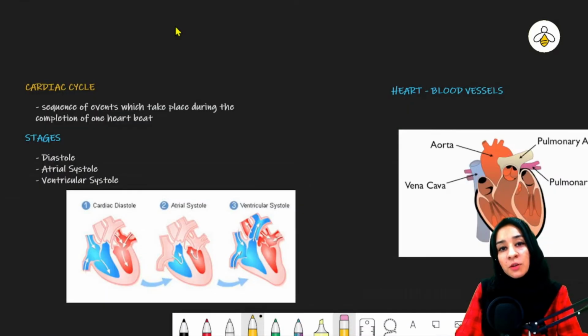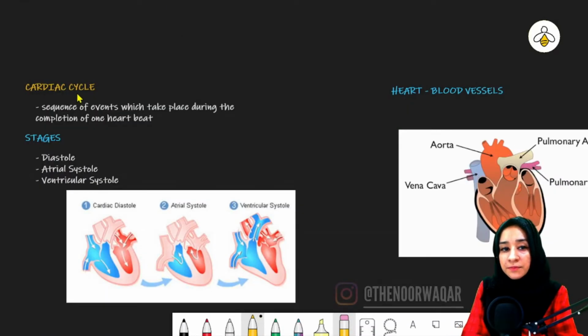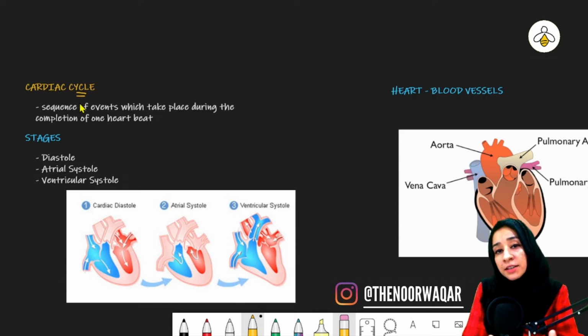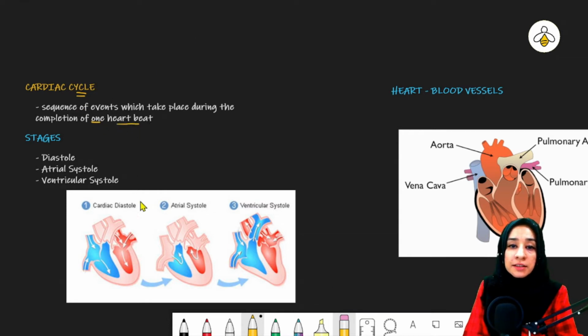Hi guys, today's topic of discussion is cardiac cycle. Now, what is cardiac cycle? It is basically the sequence of events that occurs during one heartbeat. And there are a total of three stages, which are diastole, atrial systole, and ventricle systole.